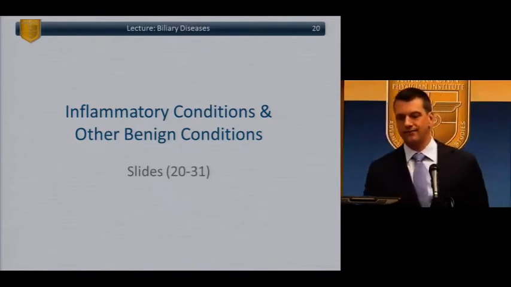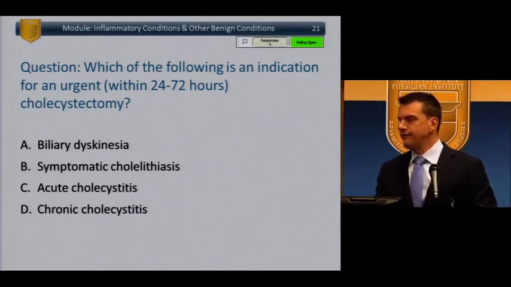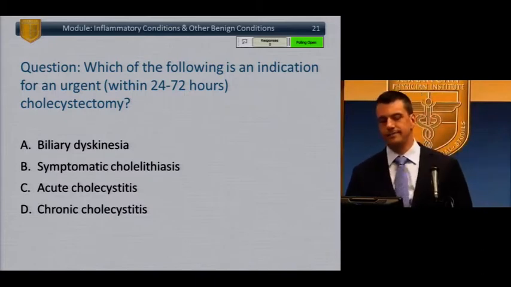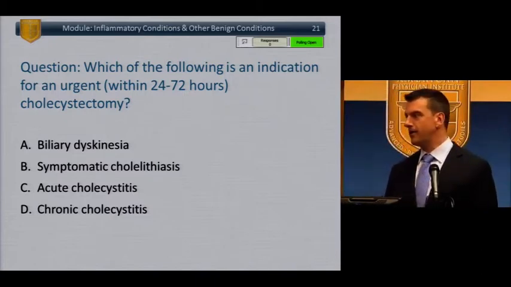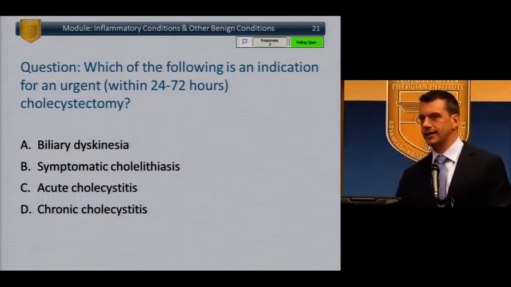Next, getting to the inflammatory and all the benign conditions of the gallbladder. Which of the following is an indication for an urgent, that is within 24 to 72 hours, cholecystectomy? A, biliary dyskinesia. B, symptomatic cholelithiasis. C, acute cholecystitis. Or D, chronic cholecystitis.